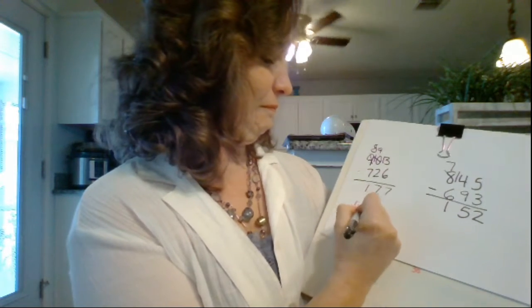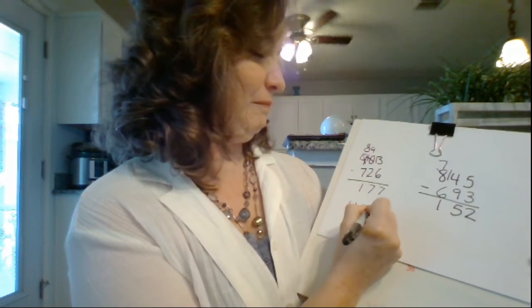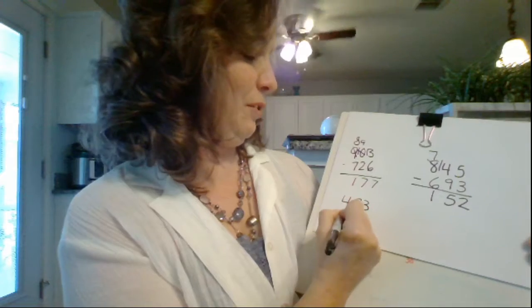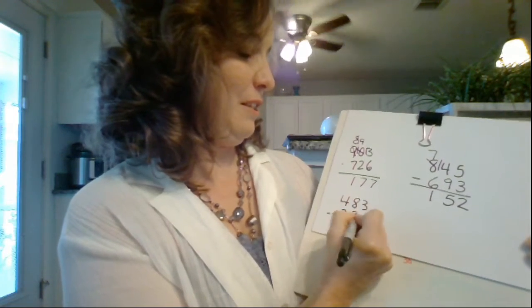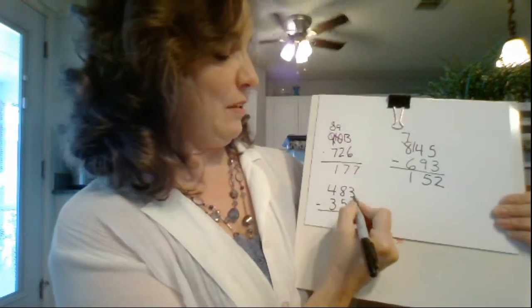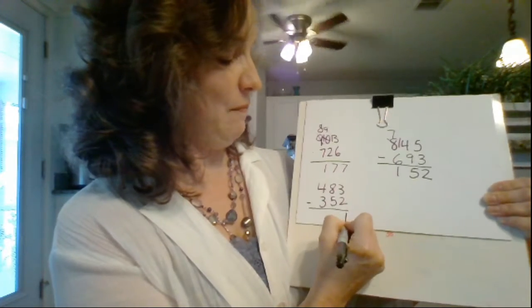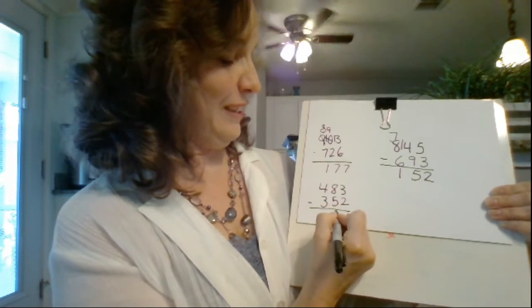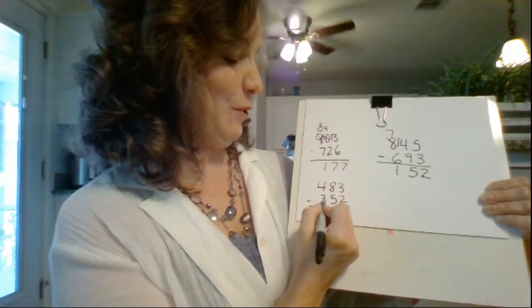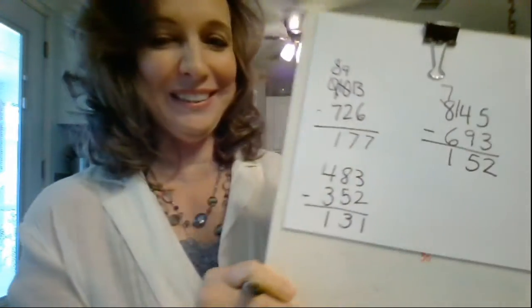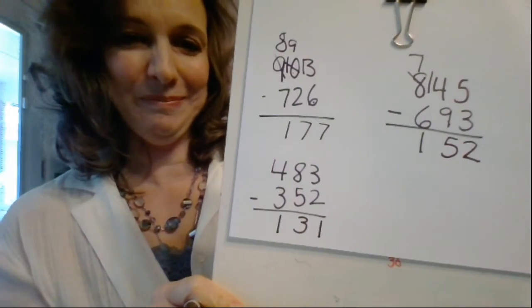All right, let's do number 5. 483 minus 352. 3 minus 2, we can subtract that. 8 minus 5, goodness, we can subtract that. 4 minus 3, oh, that was an easy one. We didn't even have to borrow.